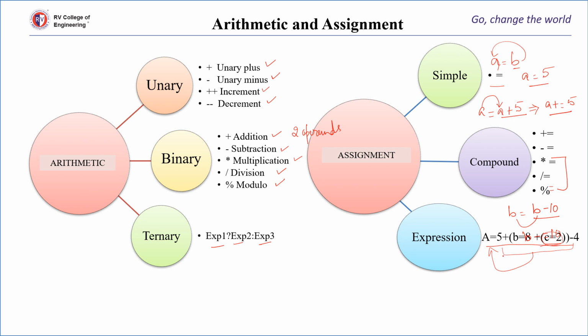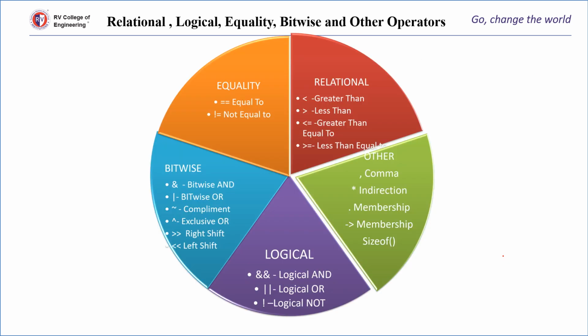Coming to the relational, logical, equality, bitwise and other operators, we'll just have a discussion on what are the various operators available. We have relational operators. The operators under this category are greater than, less than, greater than equal to and less than equal to. You have to remember one thing here, the relational operator will always give you the result as true or false, and in C language true is expressed as 1 and false as 0.